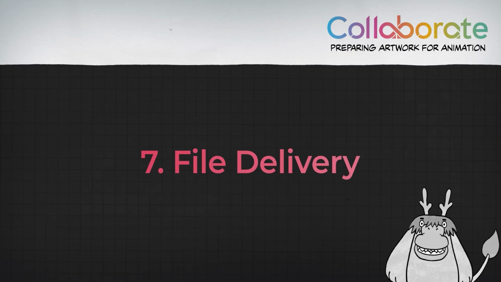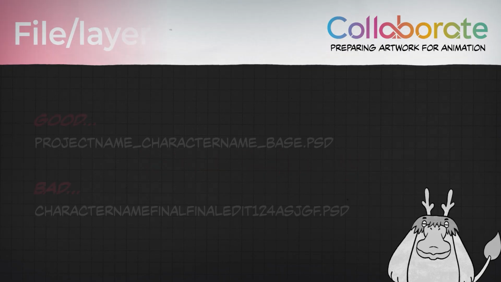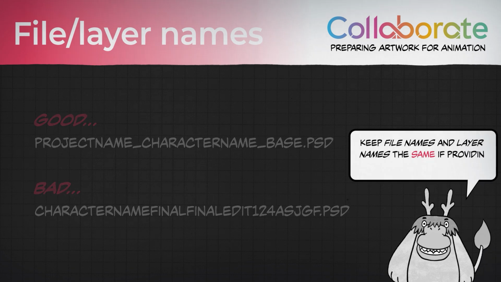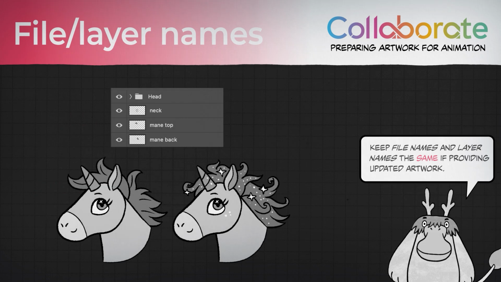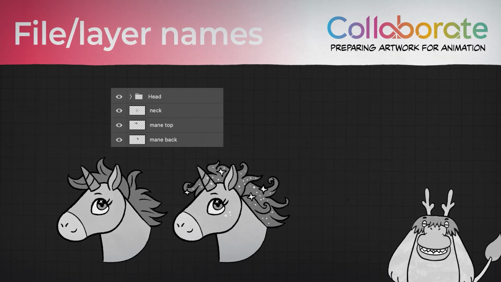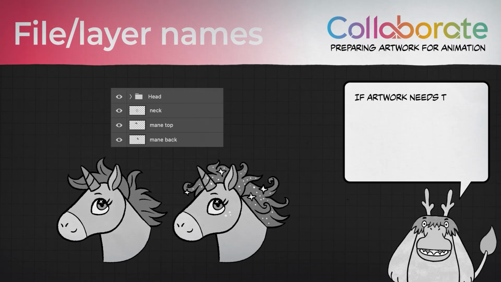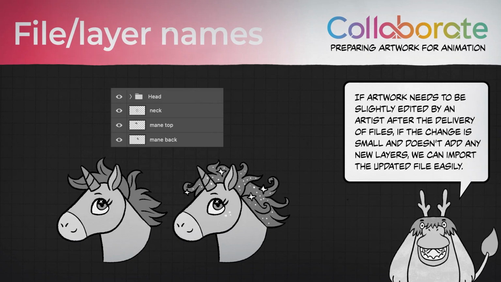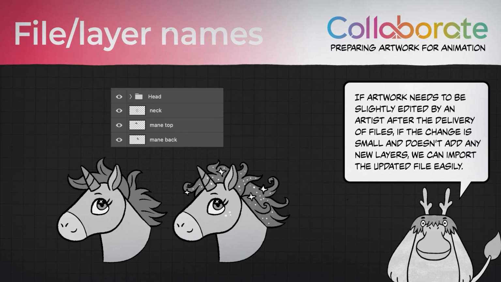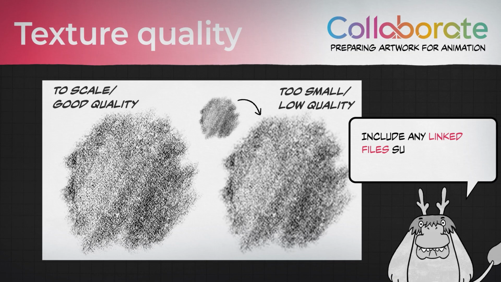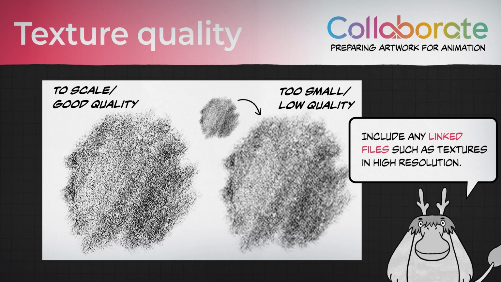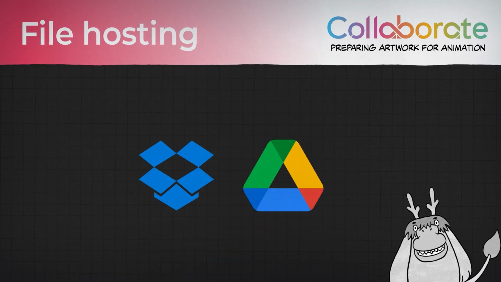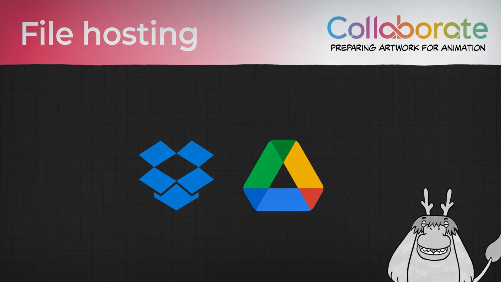Part 6. File delivery. Please use clear descriptive file names. Keep file names and layer names the same if providing updated artwork. Hopefully everything is signed off before animation begins, but if there's some reason artwork needs to be slightly edited by an artist after delivery of the files, and the change is small and it doesn't add any new layers, we can import the updated file easily. Include any linked files such as textures in high resolution. We usually use Dropbox or Google Drive to send and receive files. If you'd like, you can compress large projects into a single zip file before sending.